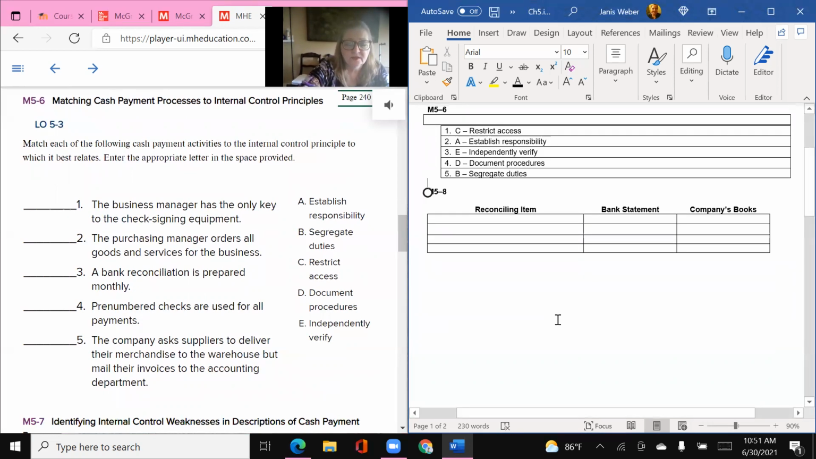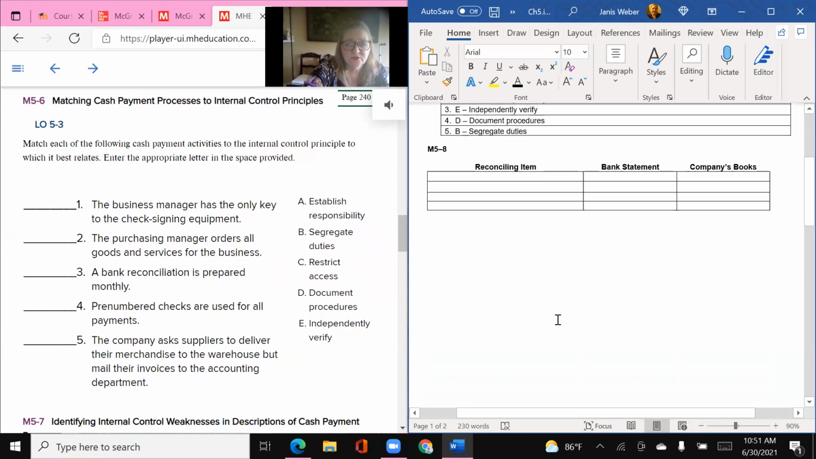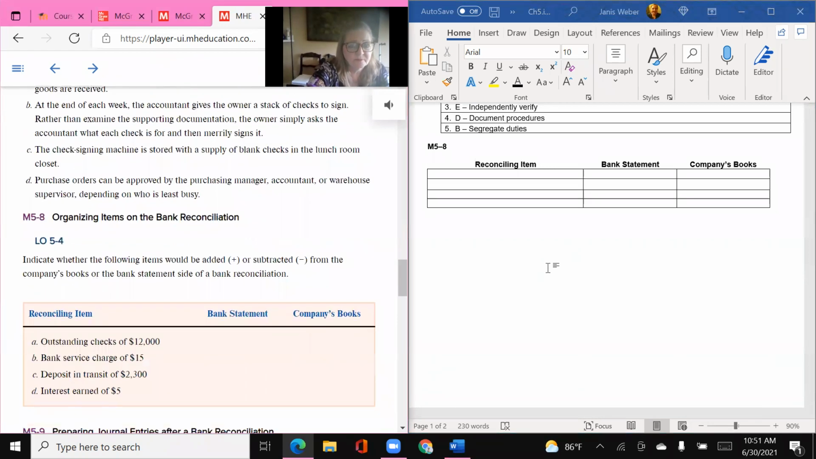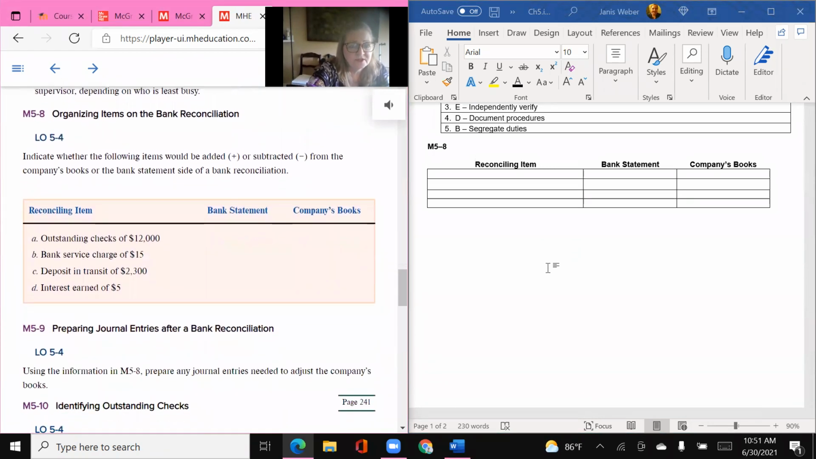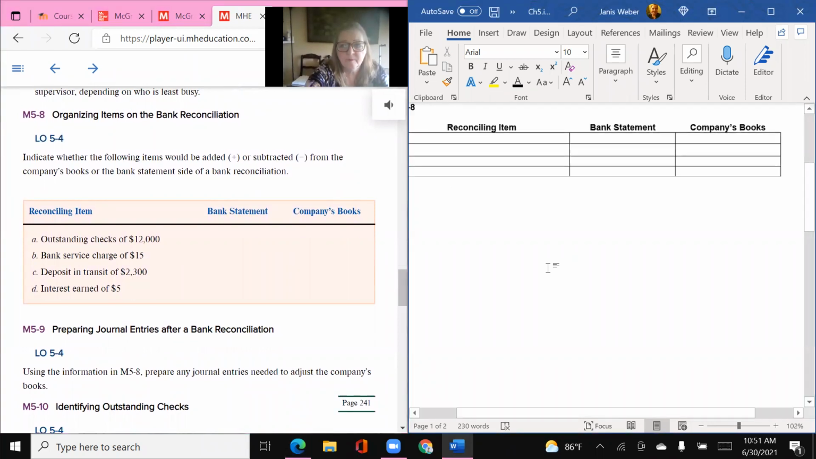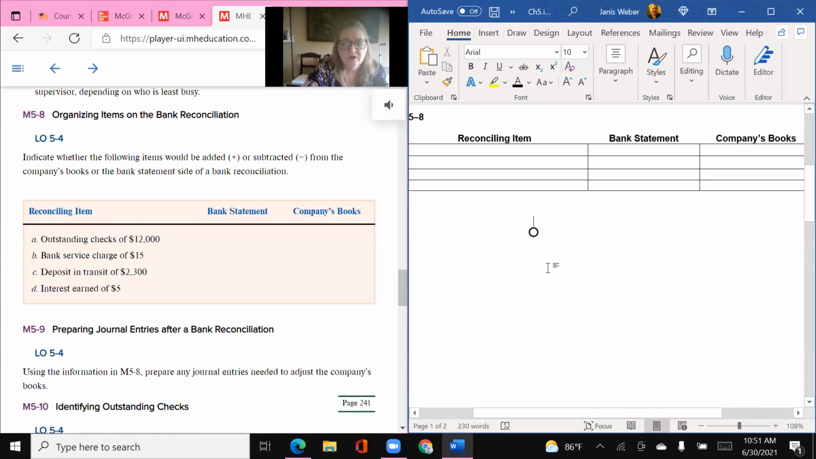Okay, and here's another, this one relates to bank statements. M5.8, just a little further down there. This one is talking about how to organize the bank statements. And then we're going to actually do a bank statement reconciliation. Indicate whether the following items would be added with a plus or subtracted with a minus from the company's books or the bank statement side of the bank reconciliation.